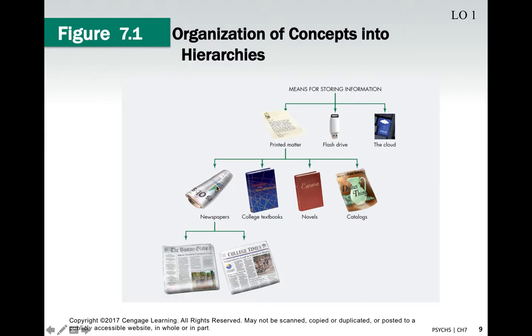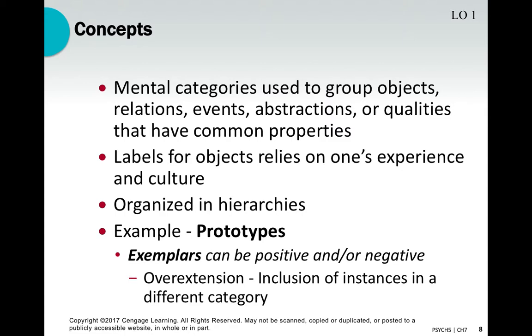Printed matter breaks down to newspapers, textbooks, novels, catalogs, recipe books, all kinds of things that we could add to this. And then, of course, newspapers break down into local, national, college newspaper versus high school newspaper, all kinds of categories that we break things into, all kinds of hierarchies. It just shows how organized our thinking really is. And oftentimes we use prototypes or exemplars. These are sort of our best example of a particular concept.